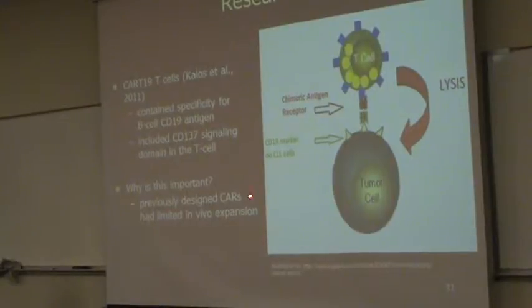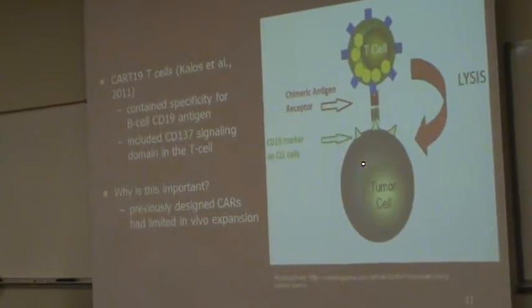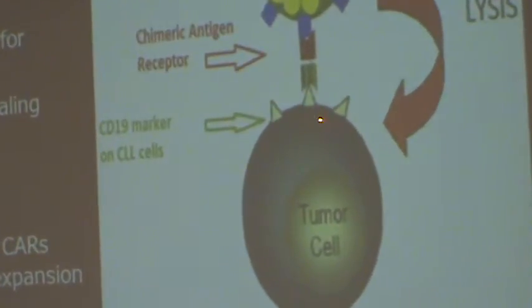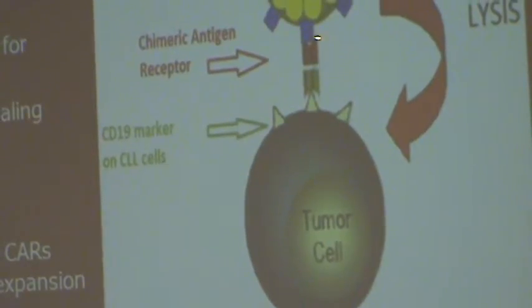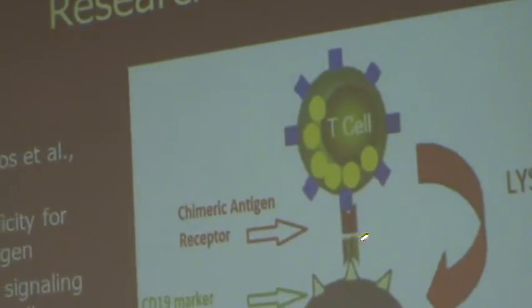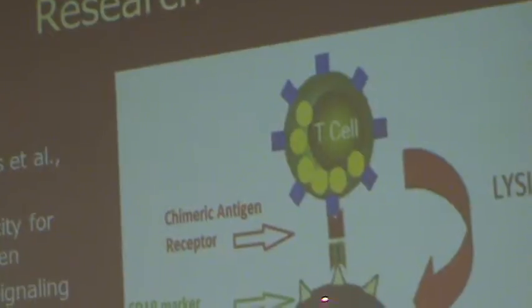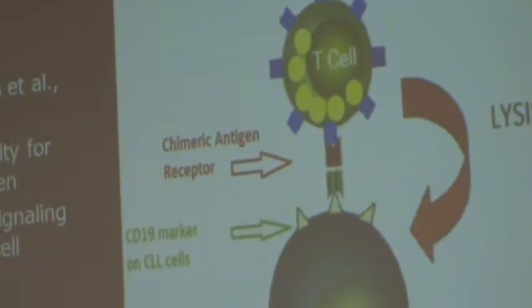And so again, here we're just showing this is a tumor cell with the CD19 on its surface. Here's a genetically modified T cell receptor that is attracted to the CD19 marker on the B cell.